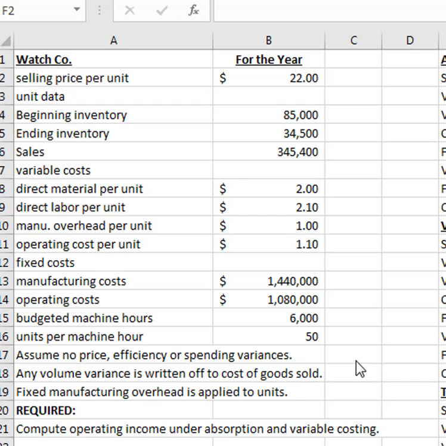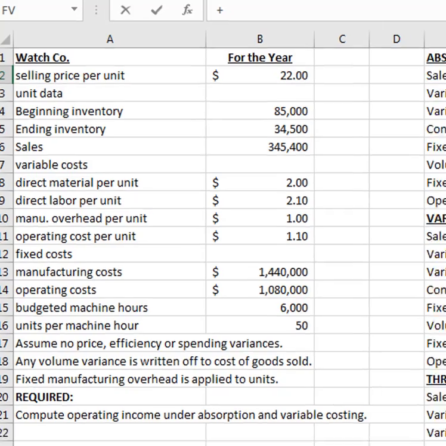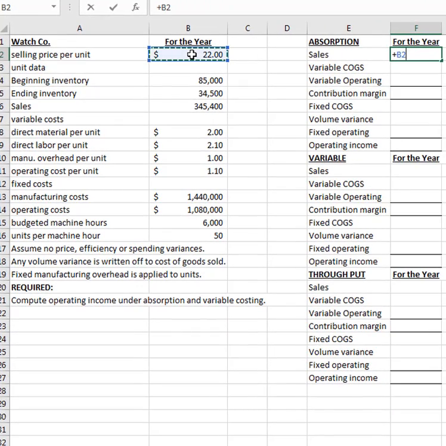So we're looking at 3 different methods, and we've got the data here for WatchCo. So the sales for each will be the same because that doesn't change among the methods. So the sales will be the sales price per unit times the units sold. And so all 3 methods will have the same sales. The difference between the 3 methods is how fixed manufacturing overhead is handled.